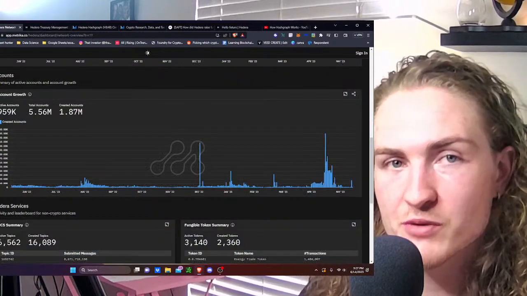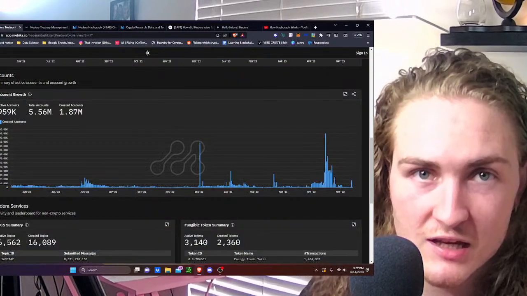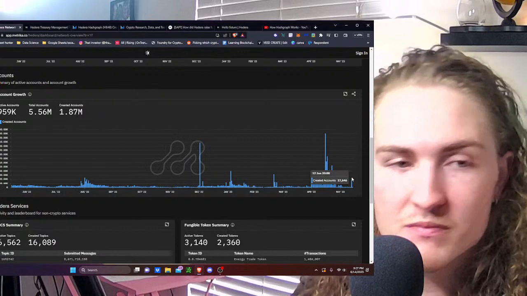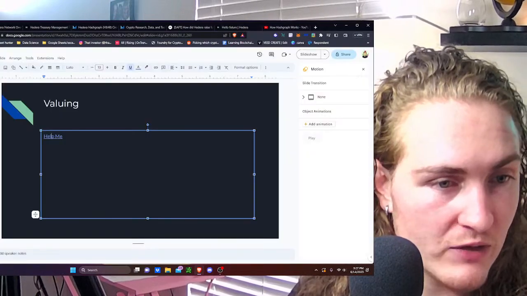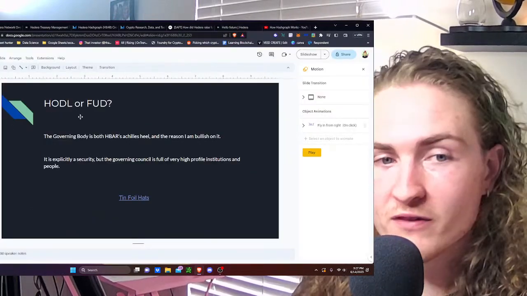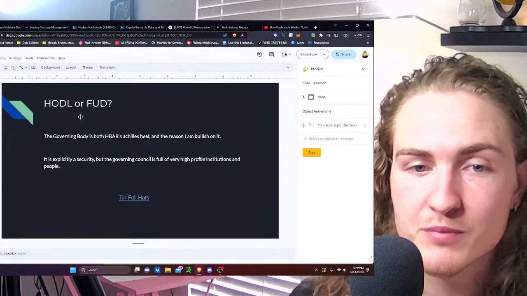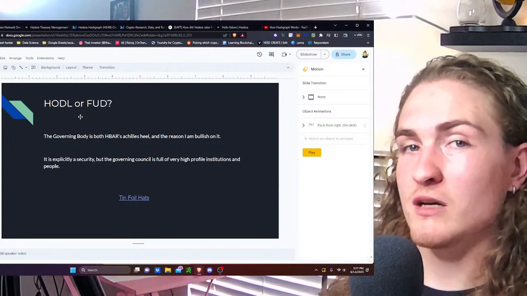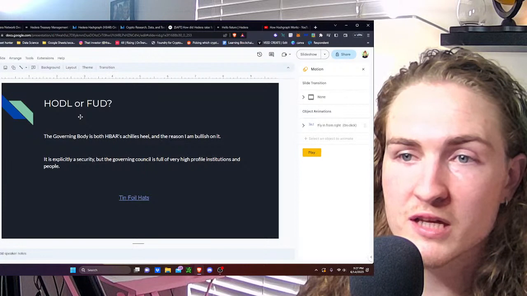You can see how it's piecing together. You're kind of like digging deeper to see why something's happening and not just taking it at face value. It's fascinating, right? HODL or FUD. The governing body is both HBAR's Achilles heel and the reason I'm bullish on it. I think I've outlined that pretty clearly.